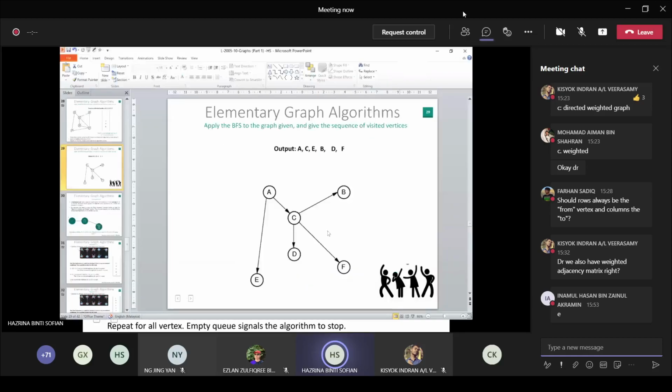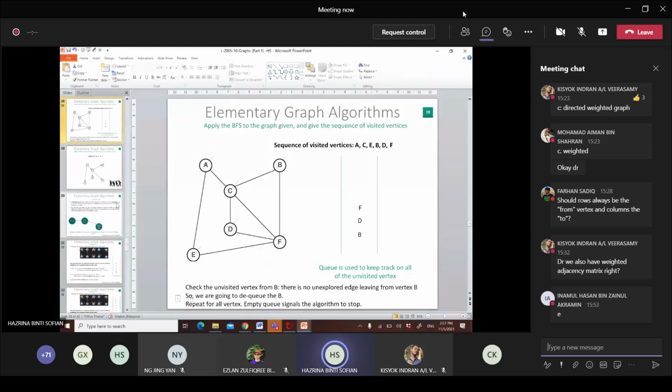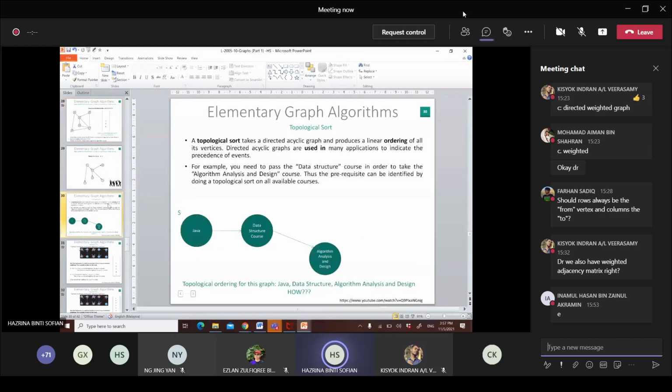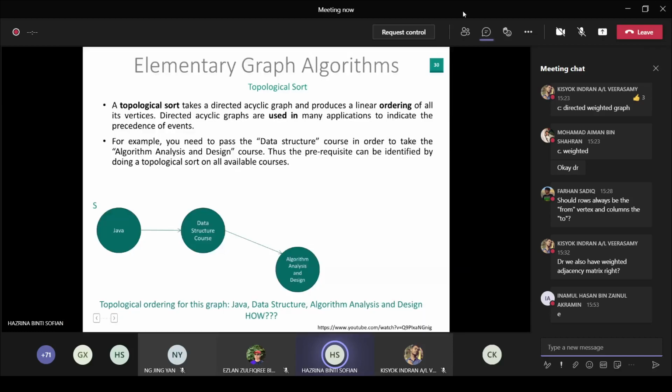Give you some introduction. Okay, so lastly is the topological sort. Okay, so the topological sort is also a traversal, where we need to visit all of the vertices, but the purpose is slightly different. Okay, so topological sort takes a directed acyclic graph.